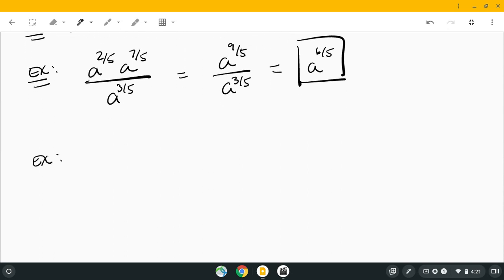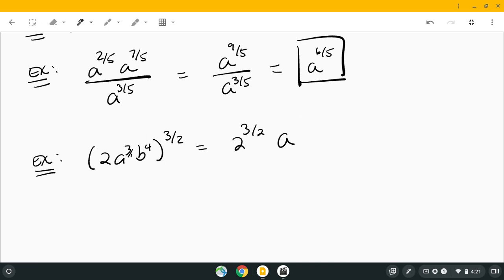And let's take a look at this one here. If I have 2a cubed, b to the 4th, to the 3/2, I still apply the laws of exponents here. So this will be 2 to the 3/2. And then a to the, remember you multiply. Okay, so you're multiplying the exponents.